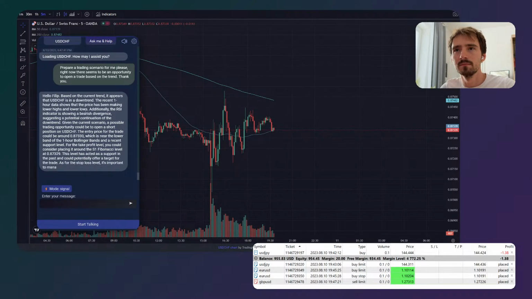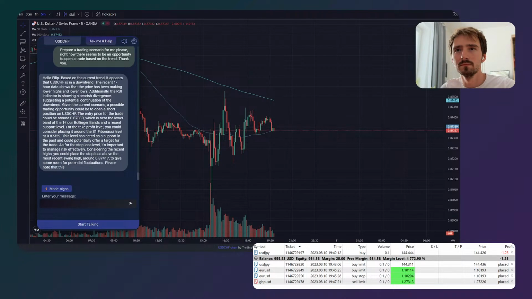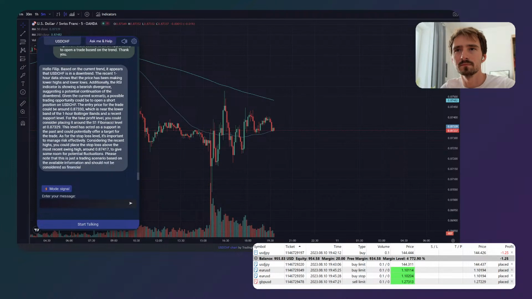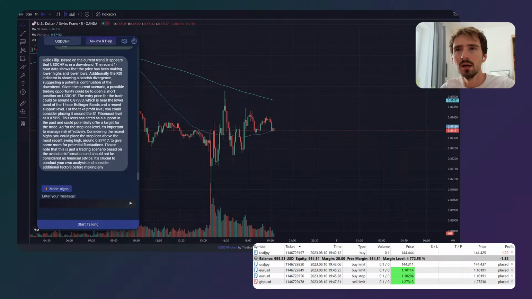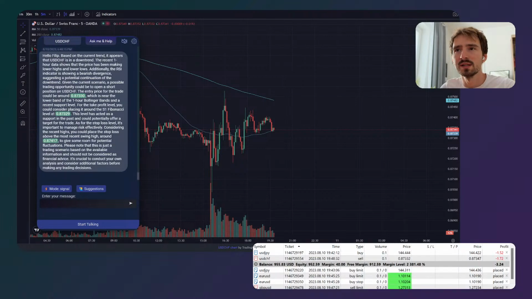Additionally, the RSI indicator is showing a bearish divergence, suggesting a potential continuation of the downtrend. Given the current scenario, the entry price for the trade could be around 733, which is around here. Take profit just 1 point. Okay, that's nonsense, but all right. Stop loss over here. So let's go double kill again.